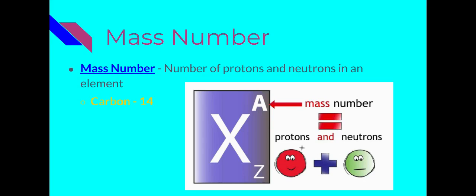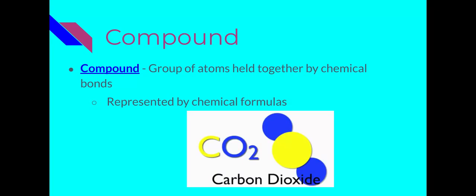So carbon-14, A would be 14. Carbon has an atomic number of 6, so Z would be 6. 14 minus 6 is 8, so you know it's an isotope because it has 2 extra neutrons.